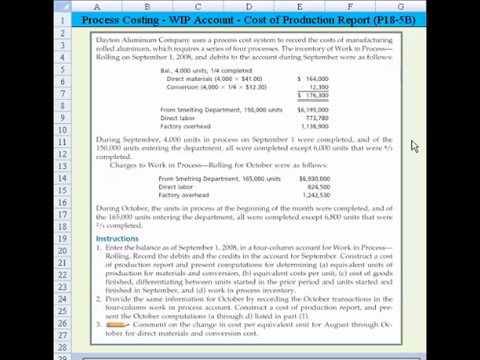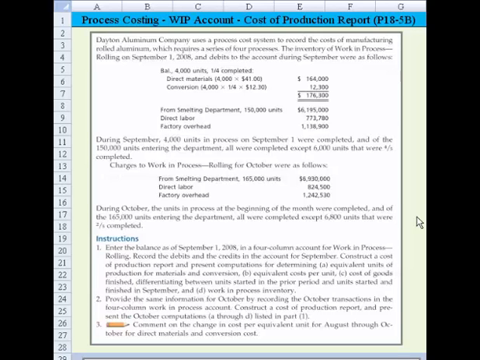Okay, so we've got some charges to work in process for October from the smelting department for 165,000 units, $6,930,000, direct labor of $824,500, and factory overhead of $1,242,530. Okay, so I'm just reading this table data here. And proceeding with the reading here, during October, the units in process at the beginning of the month were completed, and of the 165,000 units that entered the department, all were completed except 6,800 units that were 2/5 completed.